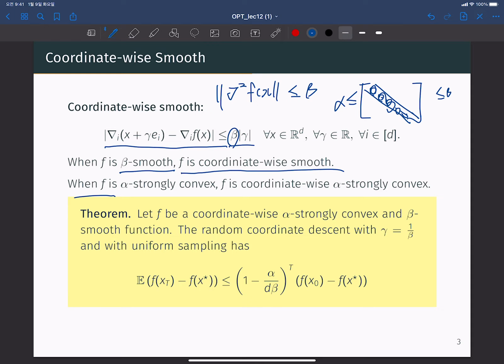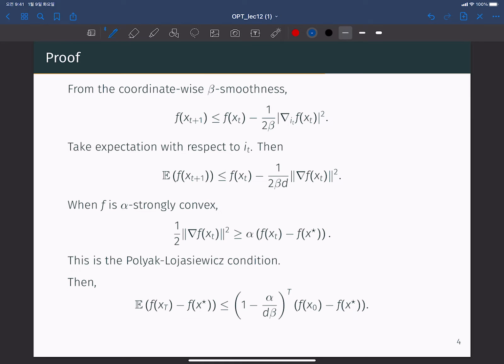So let f be a coordinate-wise alpha strongly convex and beta smooth function. Then the random coordinate descent algorithm with gamma equal to 1 over beta and with uniform sampling has this convergence speed, which we just checked in the previous slide. So this is the proof.